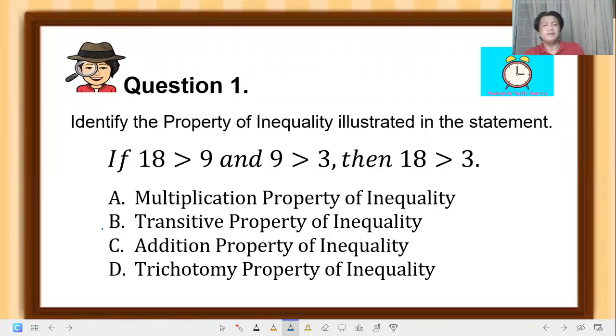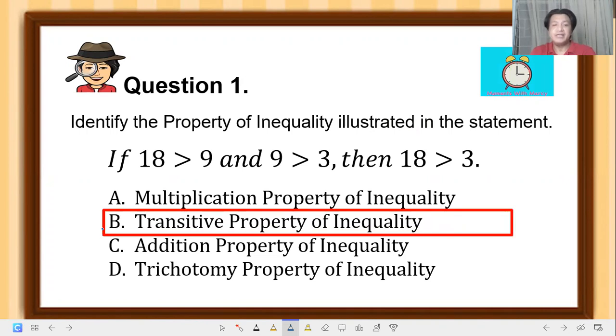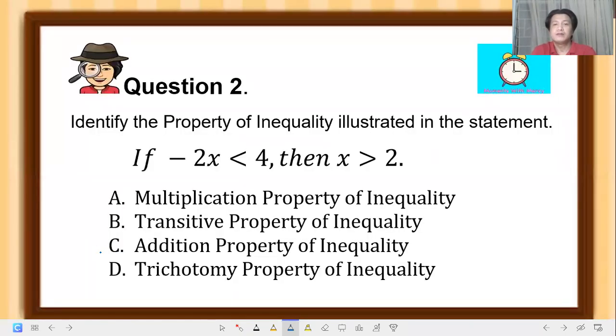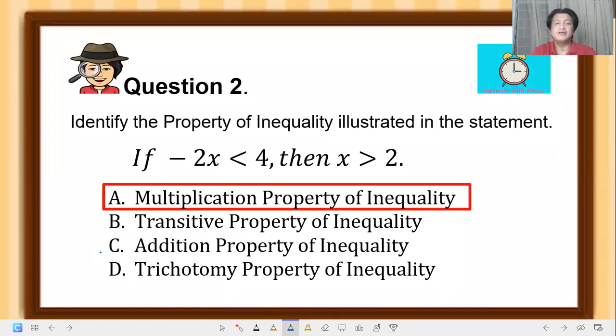Question number 1, identify the property used for this statement. Timer starts. Okay, the answer is letter B, transitive property of inequality. Okay, let's have another question number 2. Timer starts. And the answer is letter A, multiplication property of inequality. Remember, case number 2 po ang ginamit kasi nag-reverse ng sign.